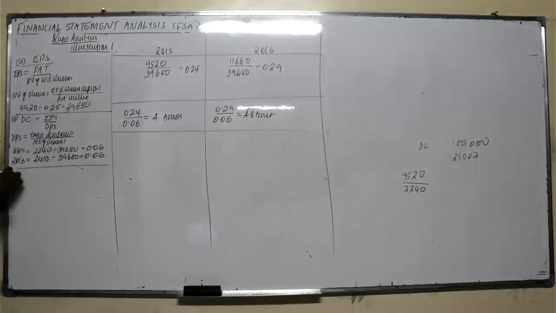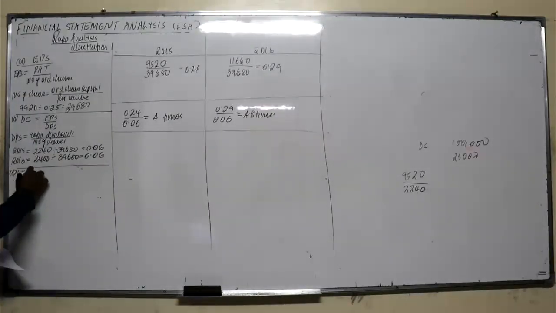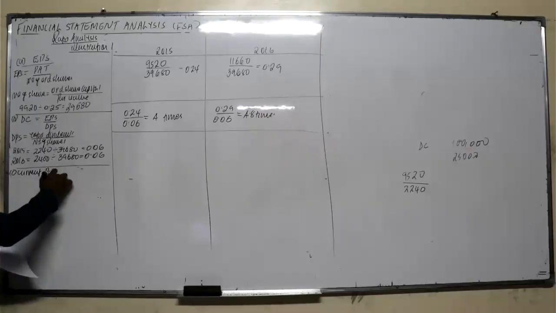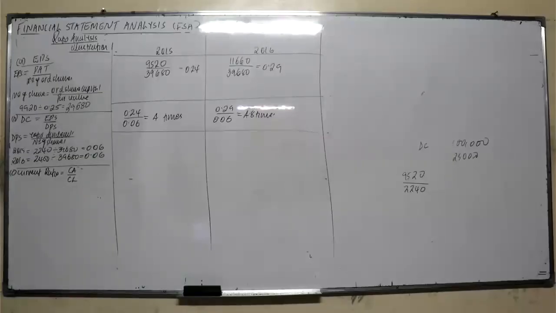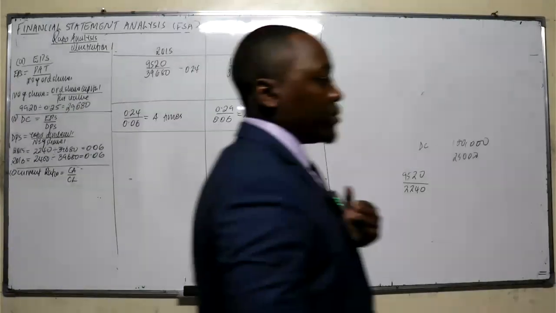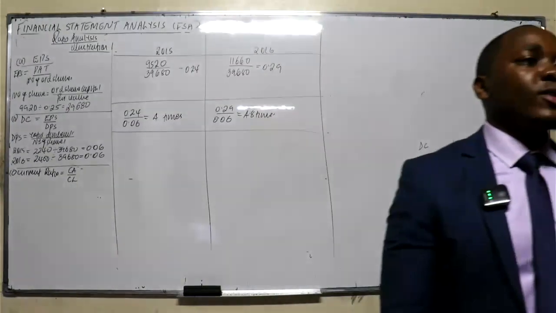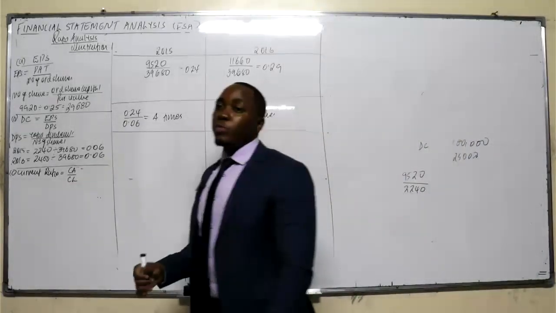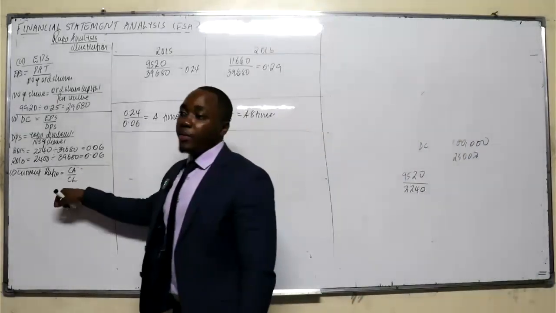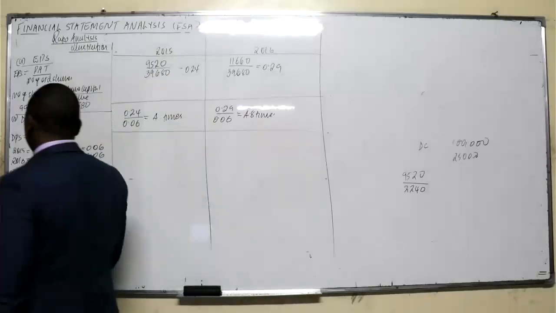Number C, current ratio. Now, current ratio is one of the easiest. It's the current assets over current liabilities. They are part of liquidity. And what's the recommended ratio for current ratio? Yeah, the recommended ratio is 2:1. That means that the current assets should be twice the value of the current liabilities. That one is provided in your notes.